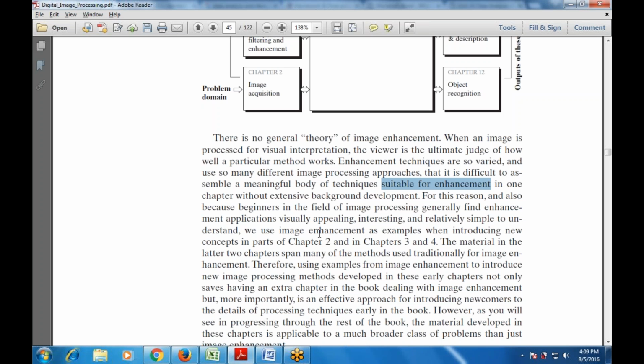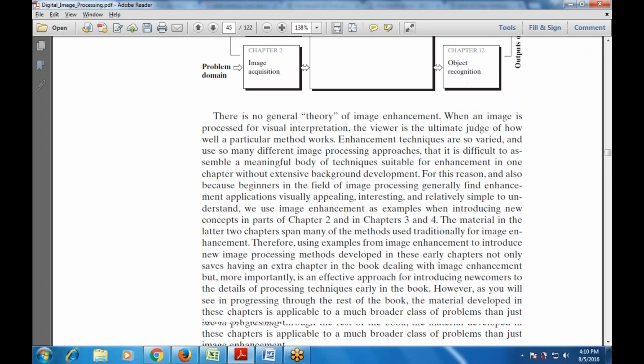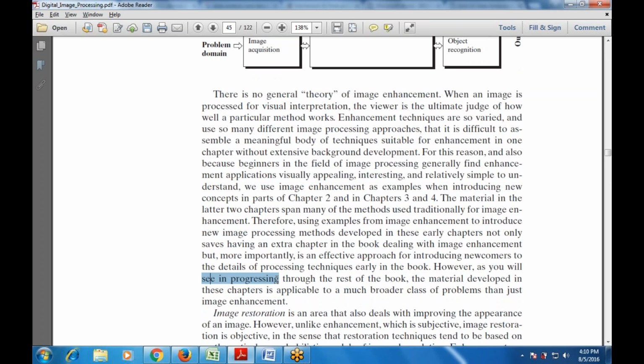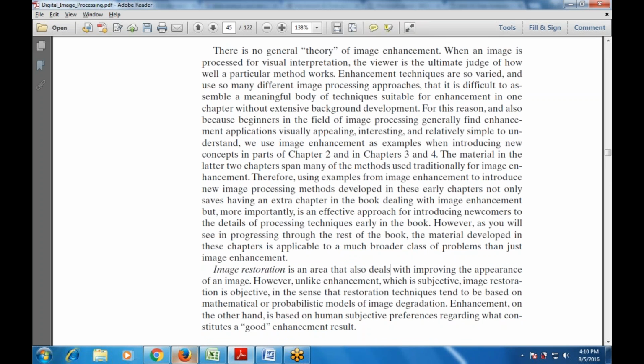So we use image enhancement, for example, for introducing new concepts used in image processing. And the material in chapters 3 and 4 is also available as a background for image enhancement. However, as you will see while progressing through the rest of the book, the material developed in this chapter is applicable to a much broader class of problems than just image enhancement.